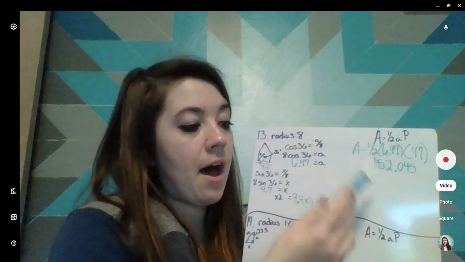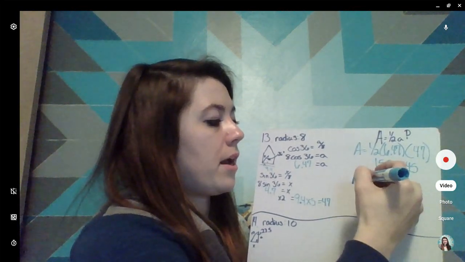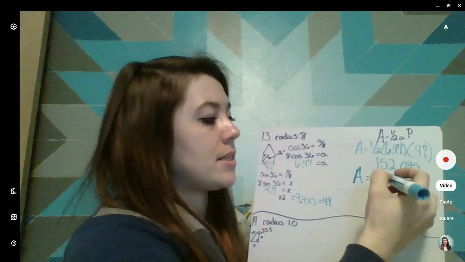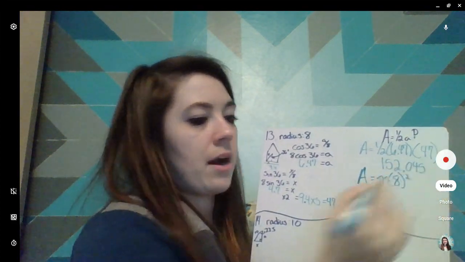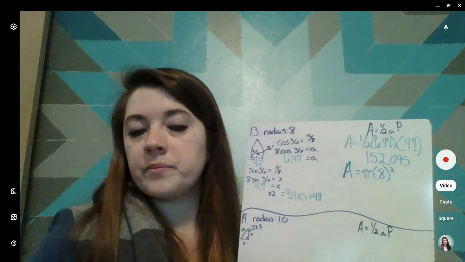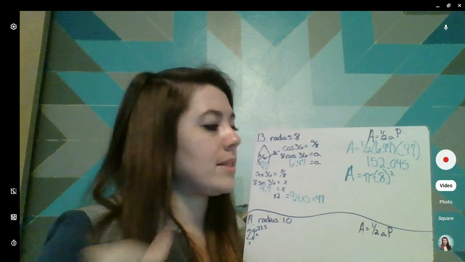So we know the area of the pentagon. Now we have to find the area of the circle. So area of a circle is area equals pi radius squared. We already know the radius. The radius is 8. So 8 squared. So 8 squared times pi. So 64 times pi is going to give us 201.06.